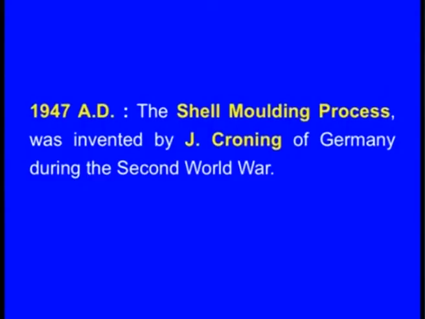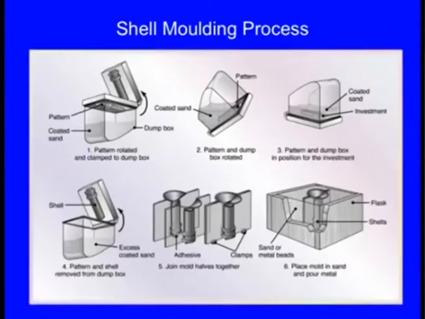During 1947 AD, the shell molding process was developed by J. Croning from Germany. Here a chemical sand shell will be made. Into that shell the molten metal will be poured. This is known as shell molding, and this was manufactured during the Second World War.